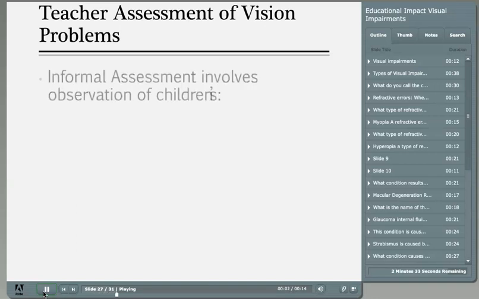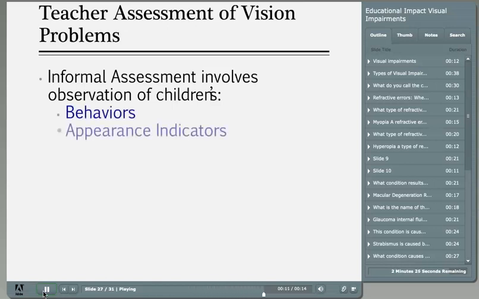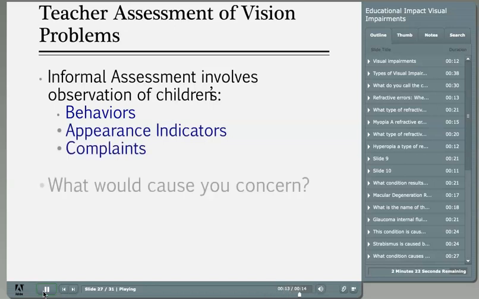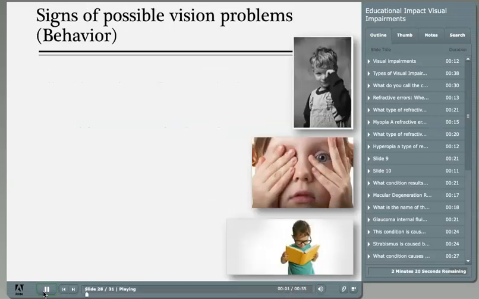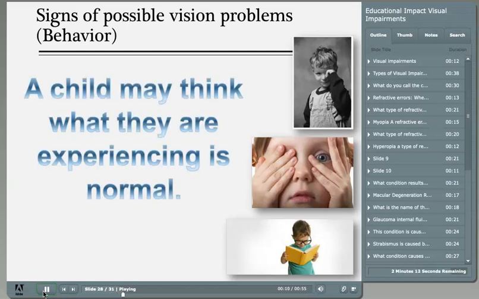Learning can be greatly impacted by vision problems. Therefore, it is important for teachers to be aware of the signs of vision problems and pay attention to behaviors, appearance, and complaints. It is important to be cognizant of the signs of vision problems because children may not realize they are having a problem. A child may think what they are experiencing is normal. Certainly none of these signs, in and of themselves, indicates a vision problem.